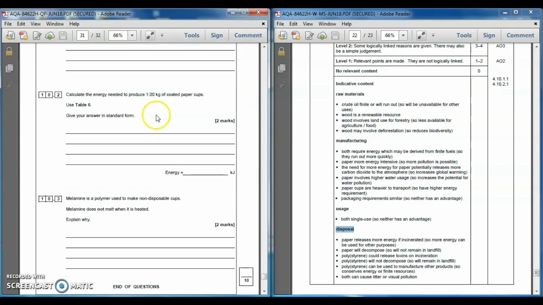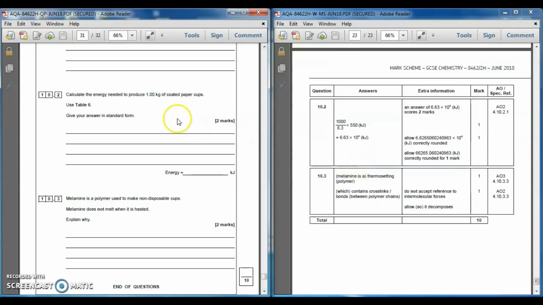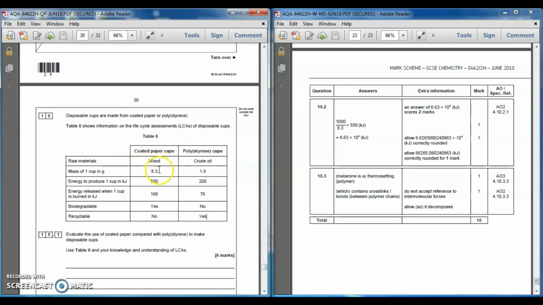10.2. The energy needed to produce 1 kilogram of coated paper cups. Cheeky thing here then. Kilogram, and in here they give you the mass of 1 cup in grams, 8.3 grams. Okay, so what information do we need from the table? We need to know that 1 cup is 8.3 grams. The energy required to produce 1 cup is 550. Okay, so the sum should look like this.